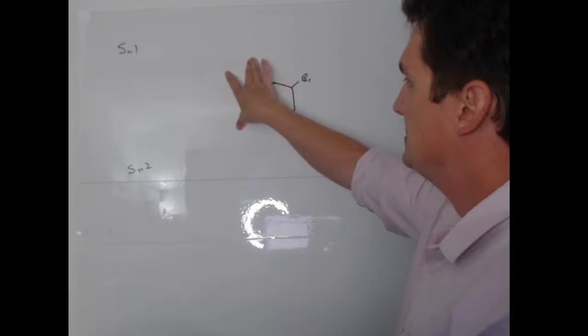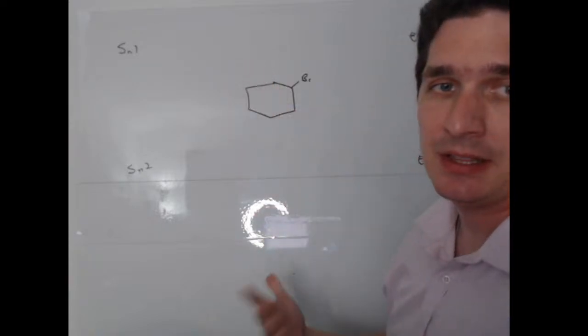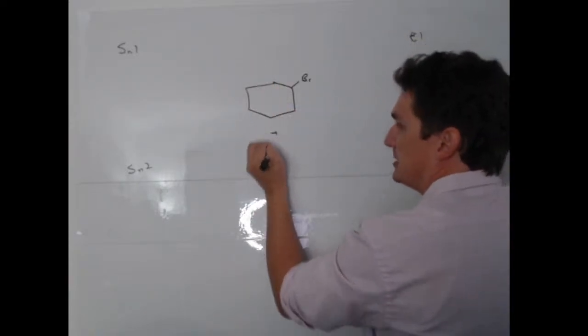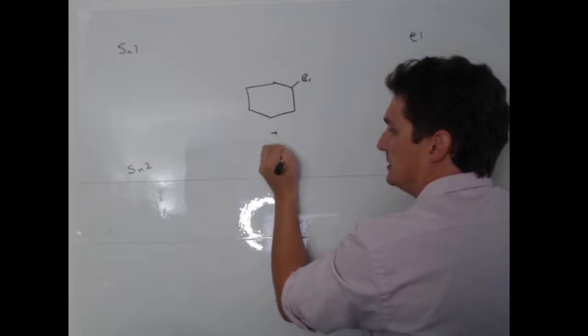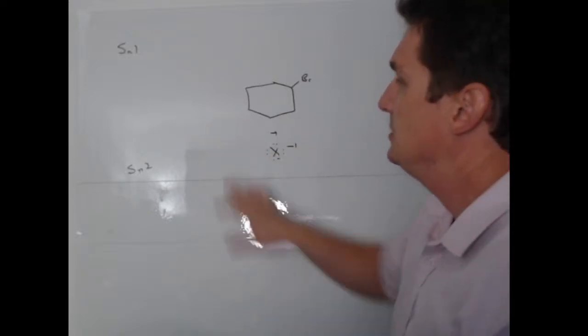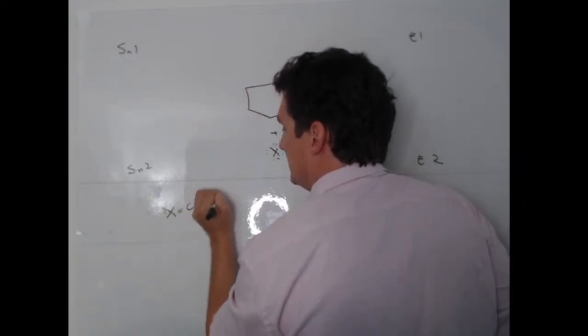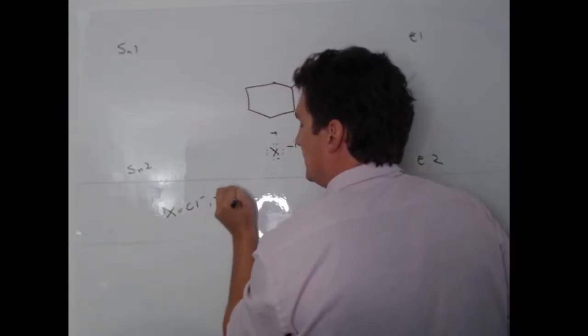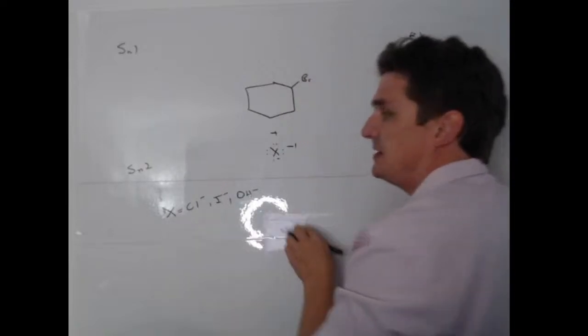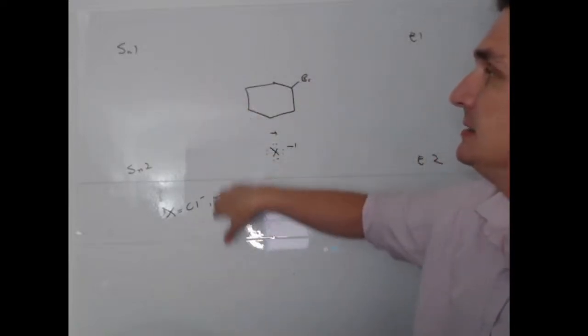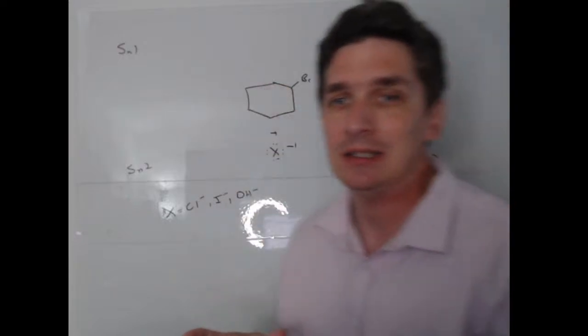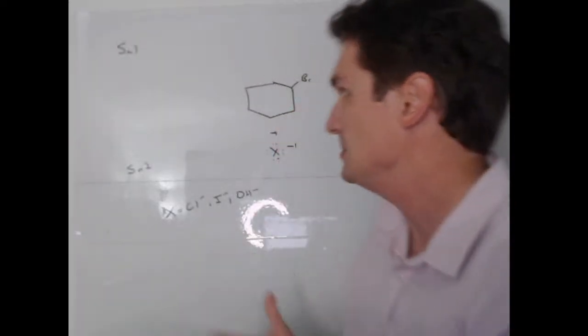So if we want to do the substitution reaction, we're going to just react this with X negative. If we want to do a substitution, X here is going to be something like chloride, iodide, hydroxide, something small that's very easy to get in here and replace it. It's not likely to be sterically hindered in terms of doing a substitution.